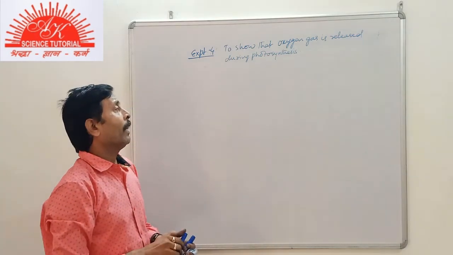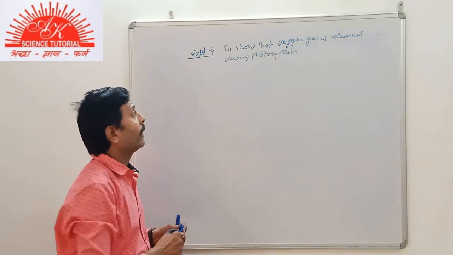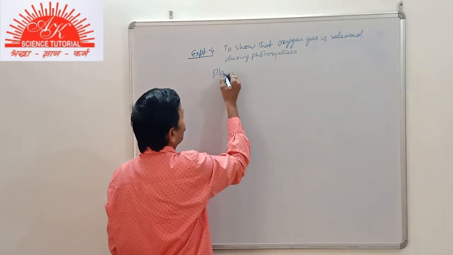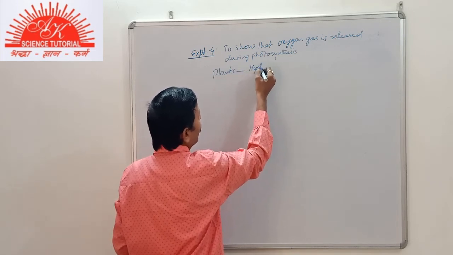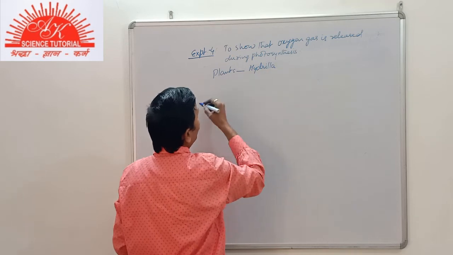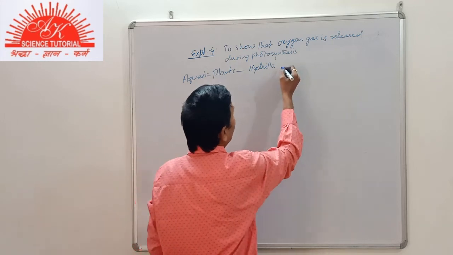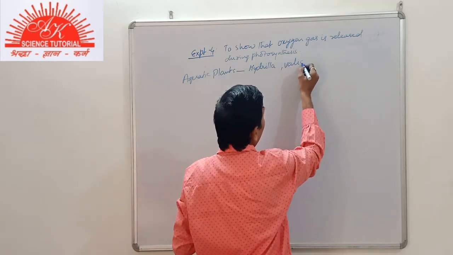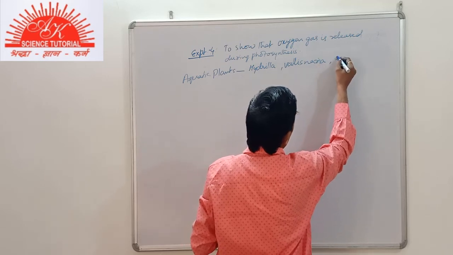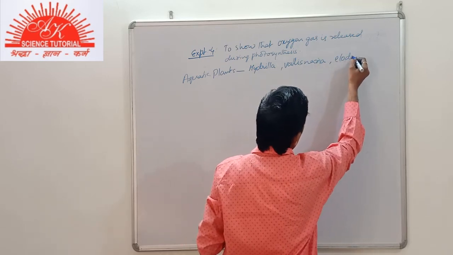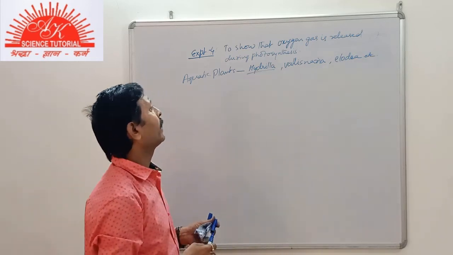Now, for this we have to take an aquatic plant. That is, we will select some aquatic plants like hydrilla, Vallisneria, Elodea, etc. So mostly we use the hydrilla plant.